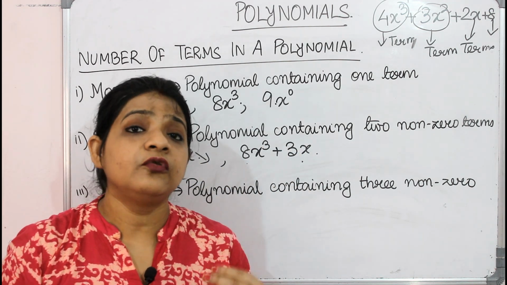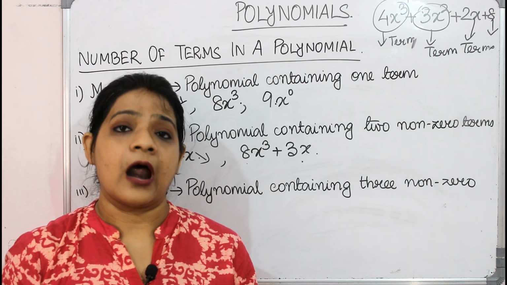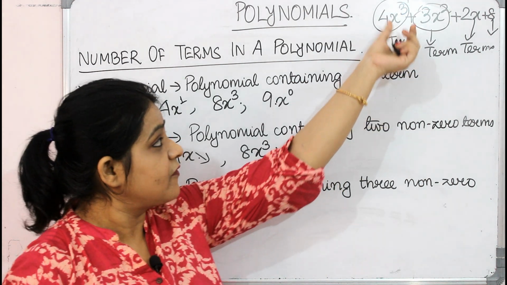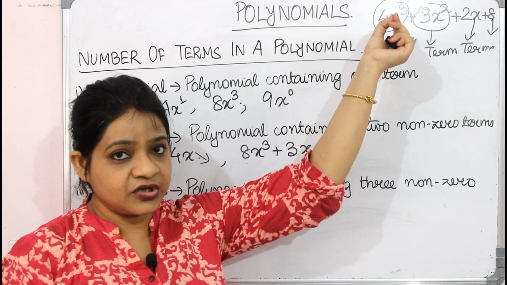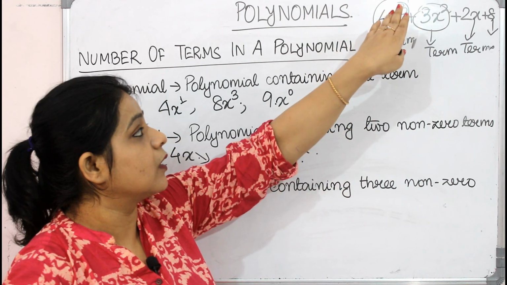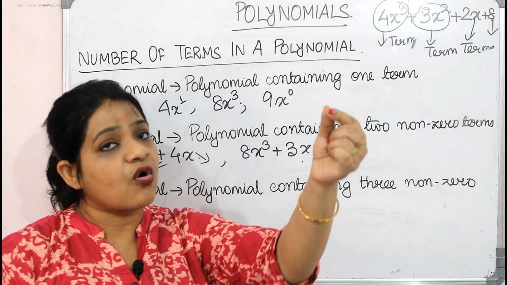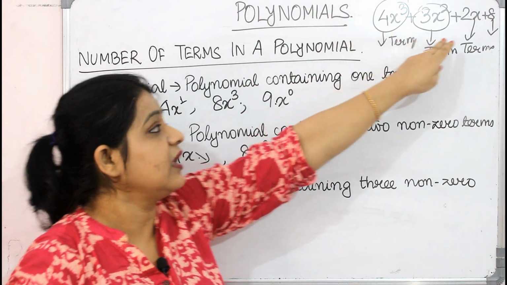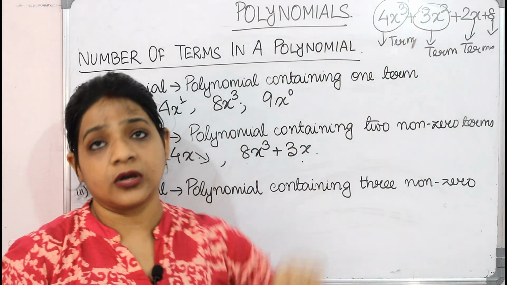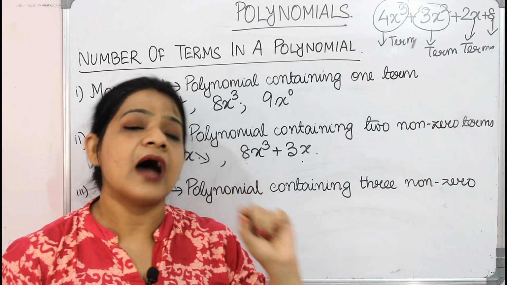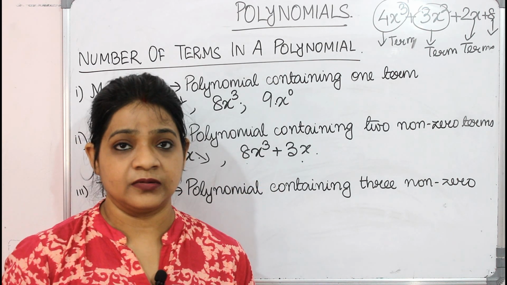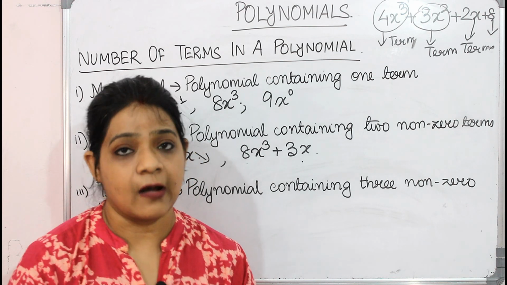Don't confuse degree and terms. Terms means the number of expressions consisting of variables and constants or coefficients in a polynomial, and degree means the highest power of the variable. So don't confuse degree and terms.